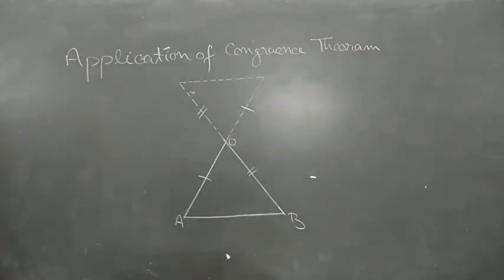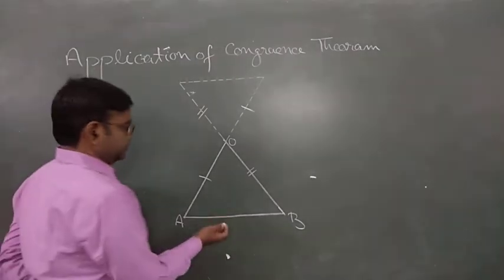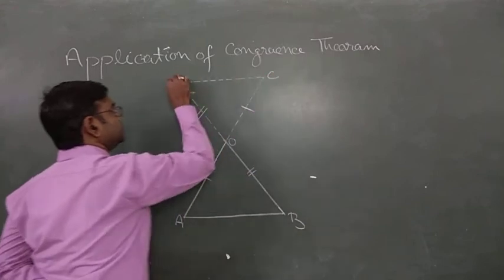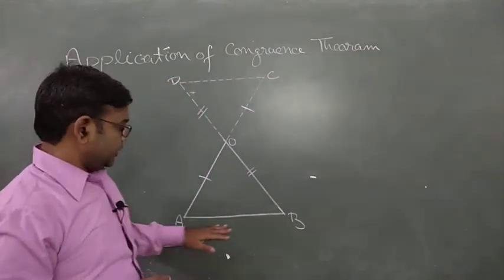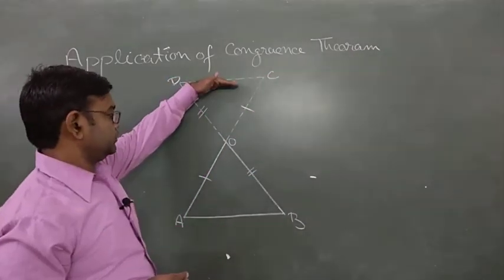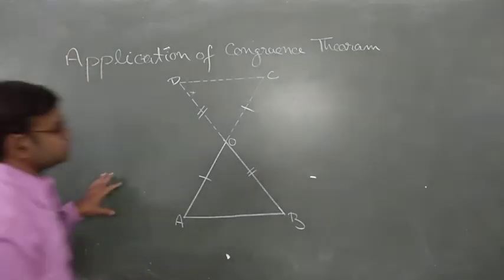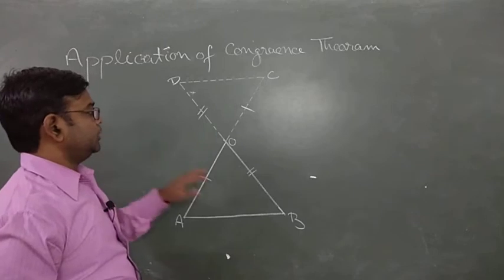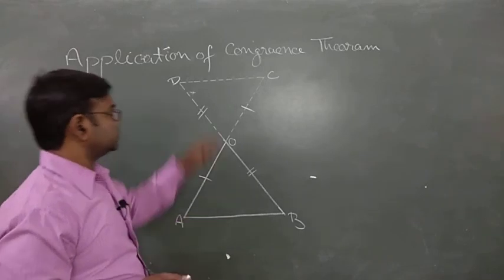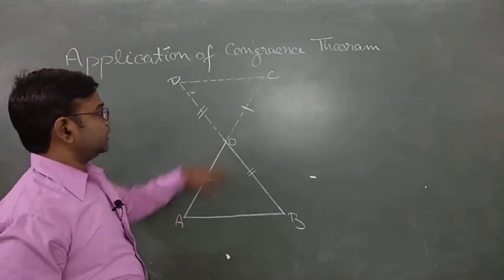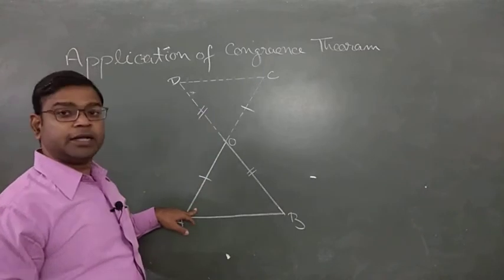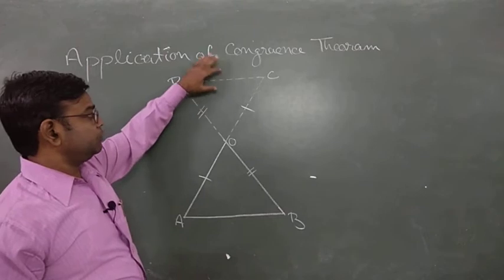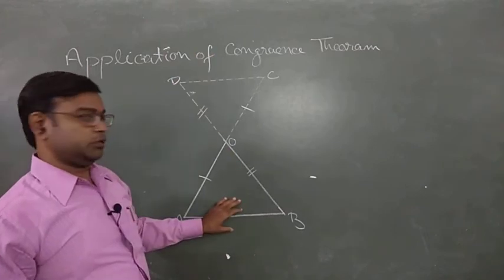The question says to prove that AB is parallel to CD. This is your CD, this is your point D. How do we prove this? We have to prove that these two triangles are congruent, and then these two angles, the alternate interior angles, are equal, and these two also. Then we can easily prove that this is parallel to this one. Let's start how we prove.